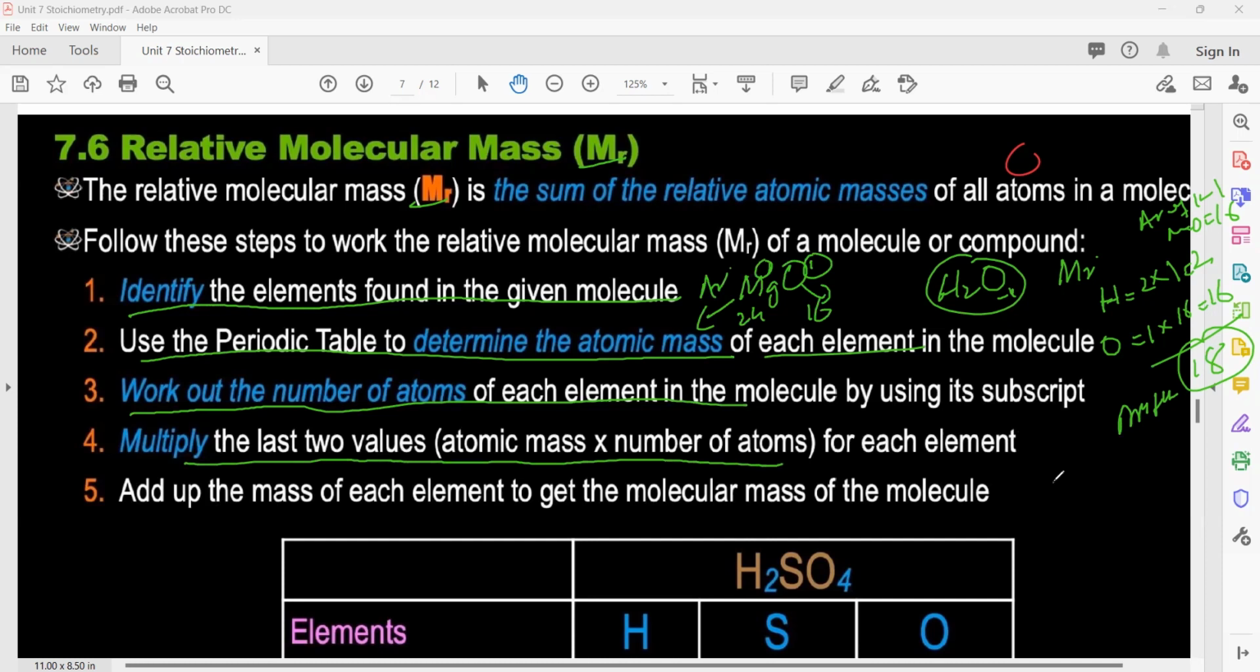For example, here you have magnesium oxide. First of all, which elements are there? Magnesium and oxygen. Then, how many atoms? One. How many atoms of oxygen? One. What is AR of magnesium? 24. What is AR of oxygen? 16. So multiply them, 24. This is 16. Add both of them, 40. So this is MR of magnesium oxide.